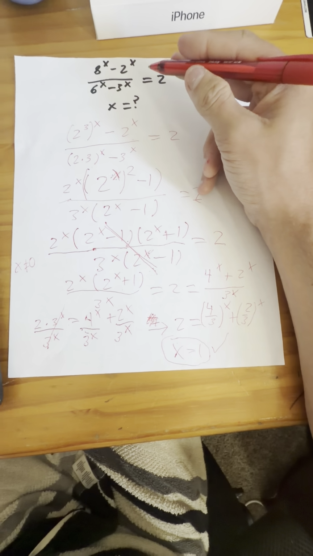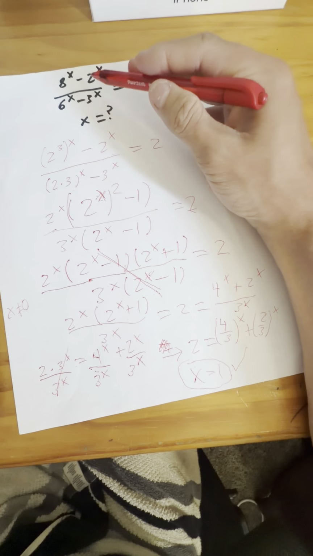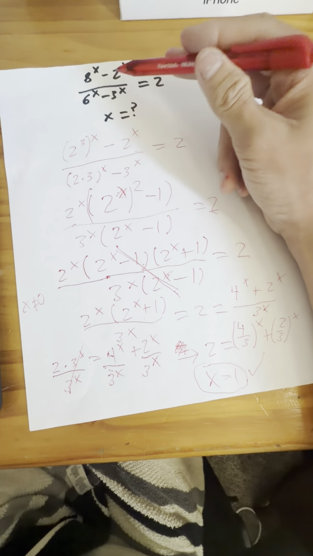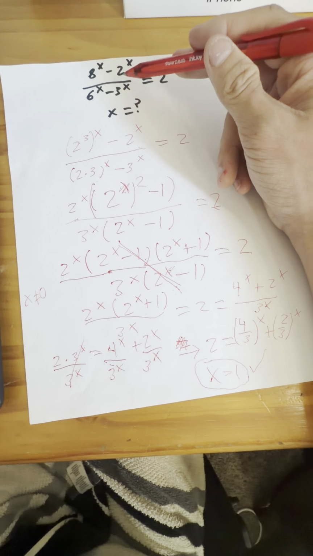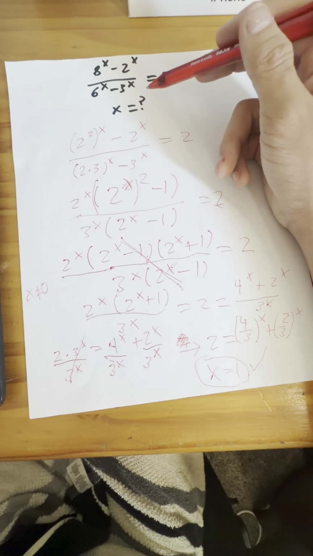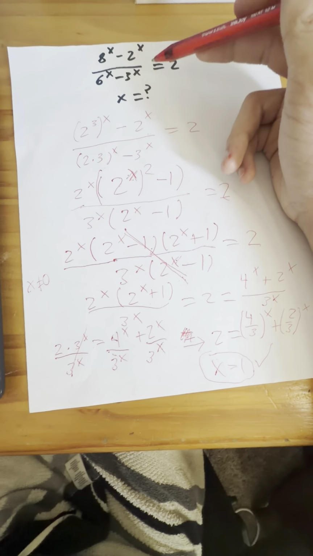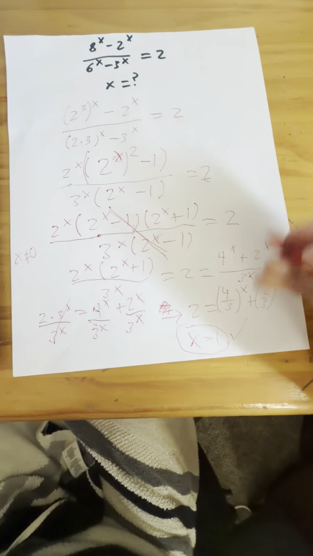And you could plug it up here and check. When x is equal to 1, 8 minus 2 is 6. 6 minus 3 is 3. 6 over 3 is 2, and that is 2. So we got it.